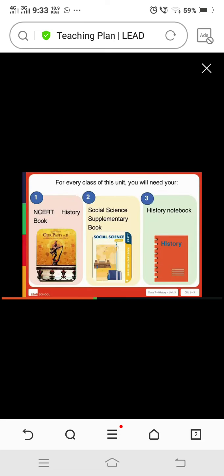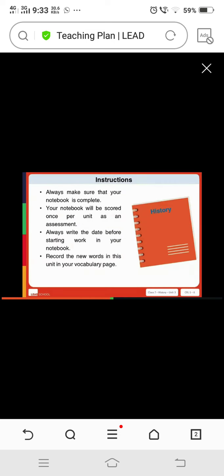For every class of this unit, you will need your NCERT History book, Social Science Supplementary book, and History notebook. Always make sure that your notebook is complete. Your notebook will be scored once per unit as an assessment. Always write the date before starting work in your notebook. Record the new words in this unit in your vocabulary page.